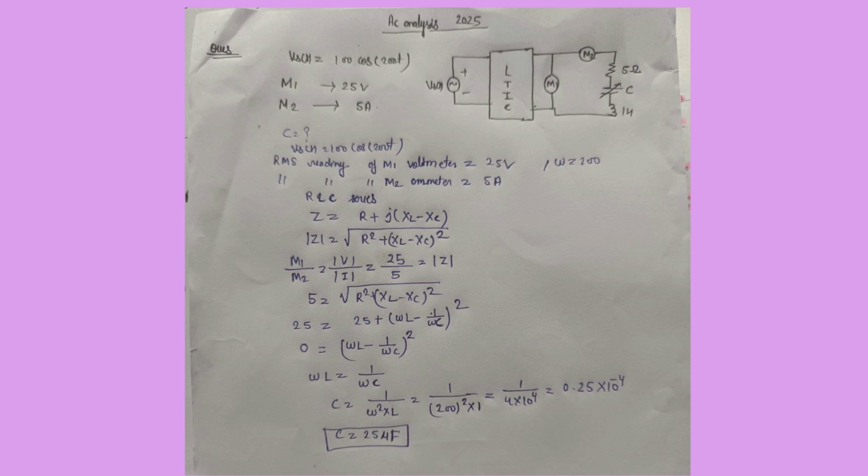So 25 minus 25 equals 0. 0 equals (omega L minus 1 upon omega C) whole square. So omega L equals 1 upon omega C, then C equals 1 upon omega square into L. The value of omega is given as 200 and L is given as 1 Henry. So we find the capacitor value is 25 microfarad. This is the answer to this question.